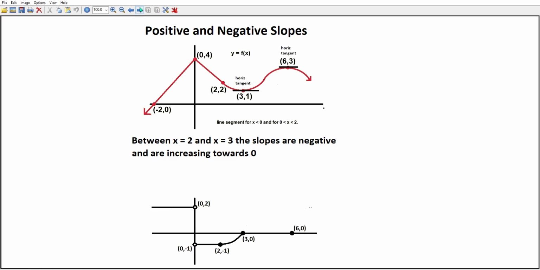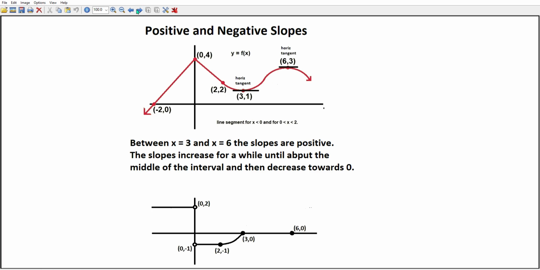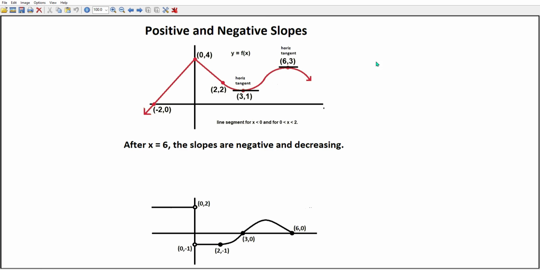Now, between x equals 3 and x equals 6, the slopes are positive, and they get bigger for a while, and then they get smaller again down to 0 when we get to 6, and that gets us this sort of shape. And then finally, when x is bigger than 6, we have negative slopes, and they get more negative as we head off this way, which gives us this picture.